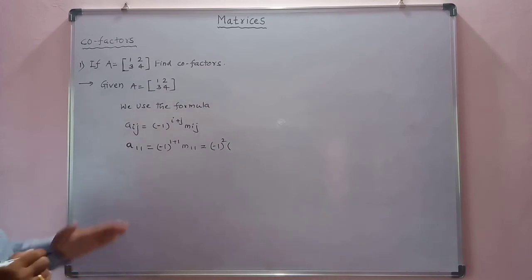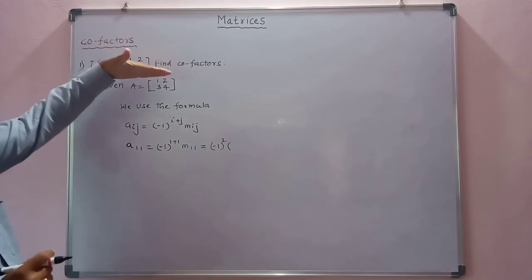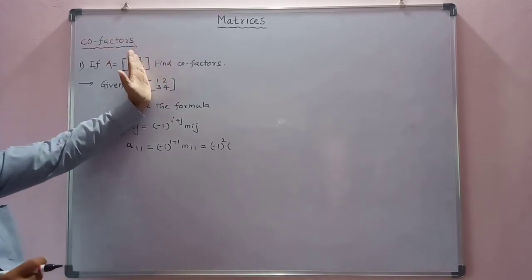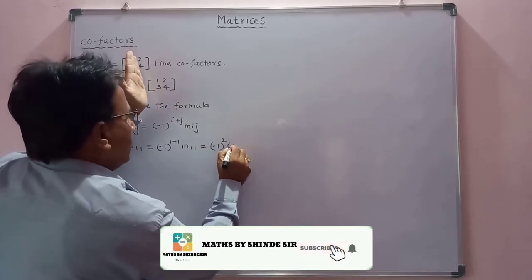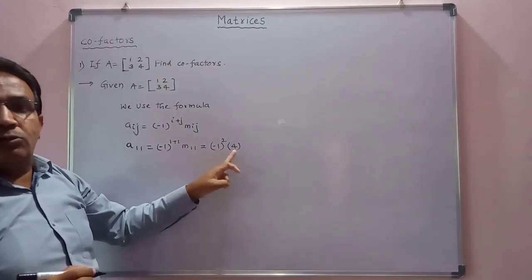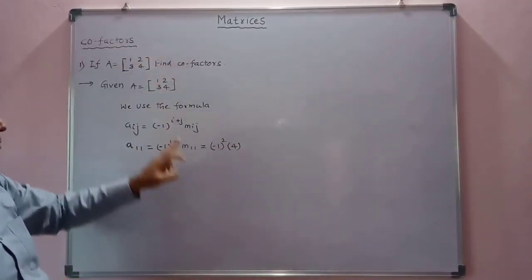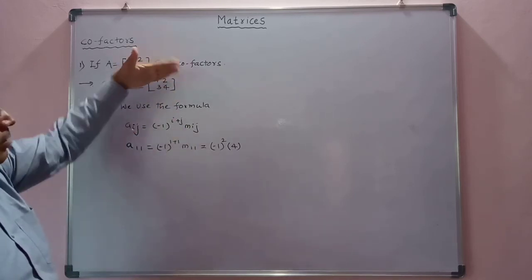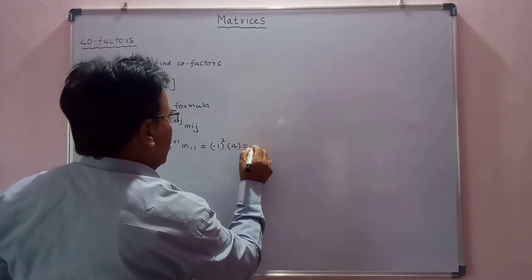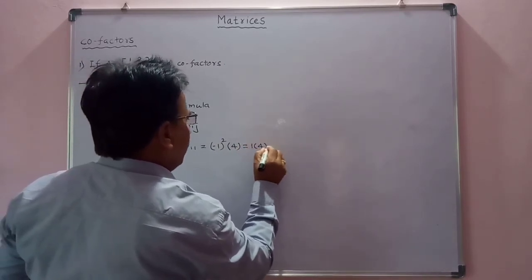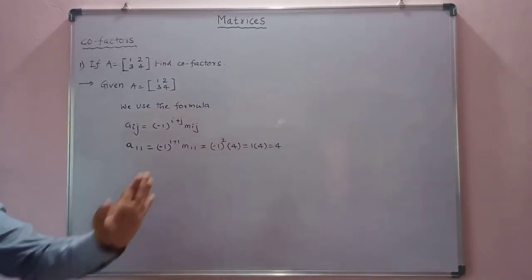m11 means the minor of the first, leaving off the first row, first column. The value of m11 is 4. Minus 1 square is plus 1, into 4. 1 into 4 is 4. This is the first cofactor, a11 is 4.